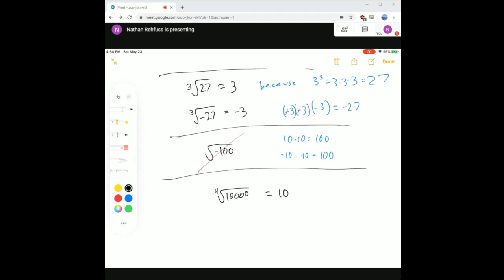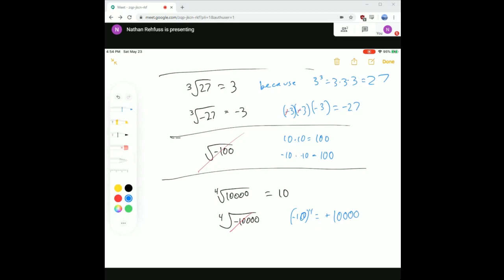But if I try to get the fourth root of negative 10,000, well, that's just not going to work. 10 doesn't work, and negative 10 doesn't work either. If I take negative 10 to the fourth power, I get positive 10,000 because there's 4 minus signs and they cancel out in pairs.